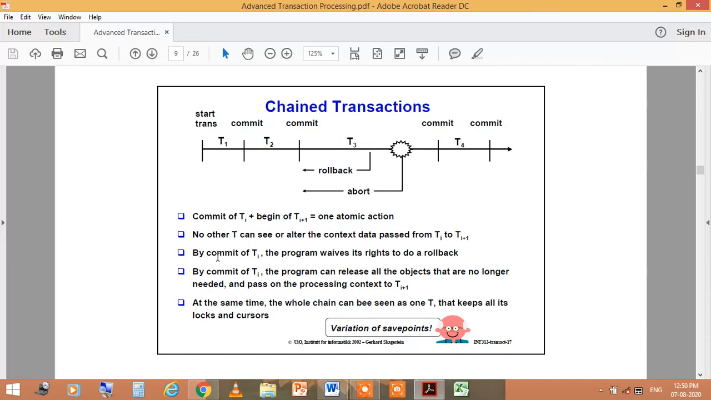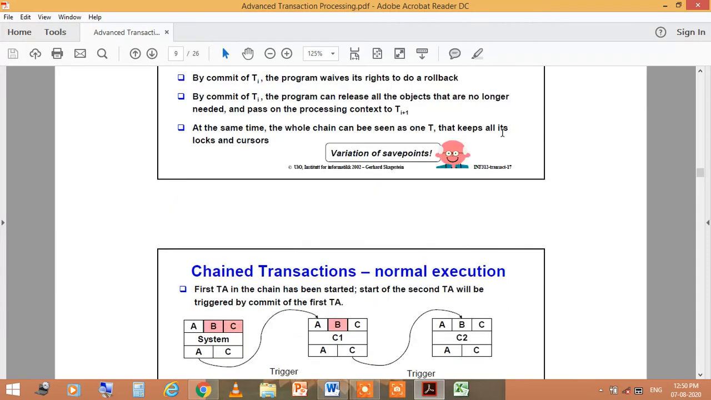Next, by commit of Ti, the program waives its right to do a rollback. So by commit of Ti, the program can release all the objects that are no longer needed and pass on the processing context to Ti plus 1. At the same time, the whole chain can be seen as one transaction that keeps all its locks and cursors. So this is basically chained transactions.